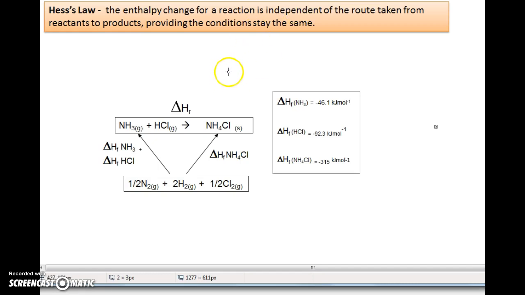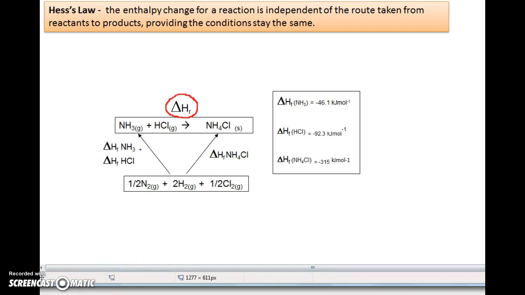Okay, so now let's explain to you what the purpose of Hess's law is. If we take this example, say we wanted to find out a value for the enthalpy change of reaction when ammonia reacts with hydrochloric acid to make ammonium chloride. Now, we could find out the value for that enthalpy change by using what's called a Hess's cycle or an enthalpy cycle. And an example of that is shown here.